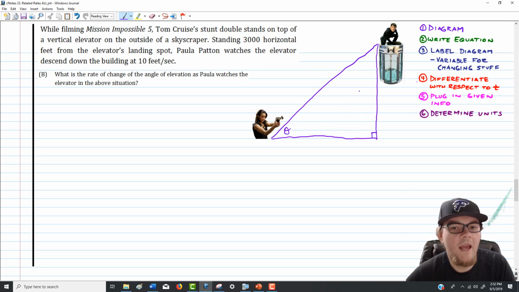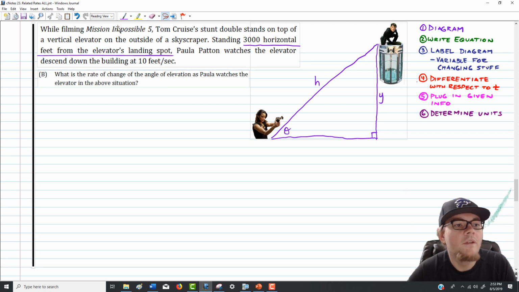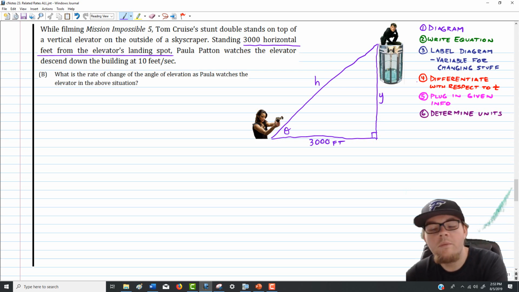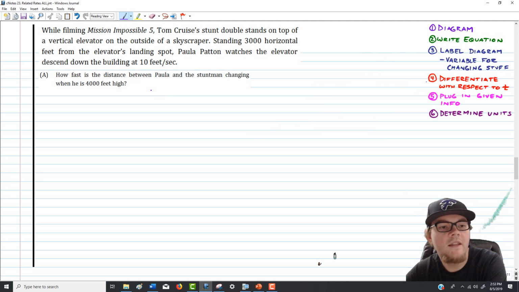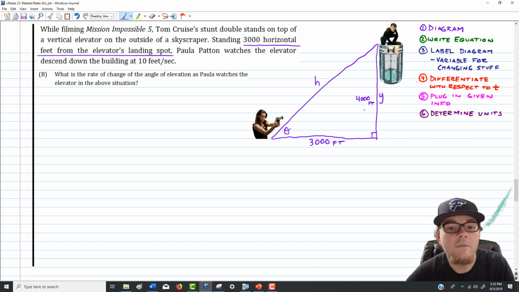Looking at the information we have here, clearly y, the height of the elevator, is changing because the elevator is descending and moving down towards the ground. Likewise, the hypotenuse itself is changing, so I'm going to call that h for the moment. But because Paula is 3,000 horizontal feet from the elevator's landing spot, and I realize I'm labeling before anything else, that 3,000 horizontal feet is not changing. She's parked wherever she is, so that length is a constant. The previous situation mentioned that the elevator was 4,000 feet high. I'm also going to label the 4,000 feet here, so we know it's 4,000 feet at the snapshot moment we're interested in.